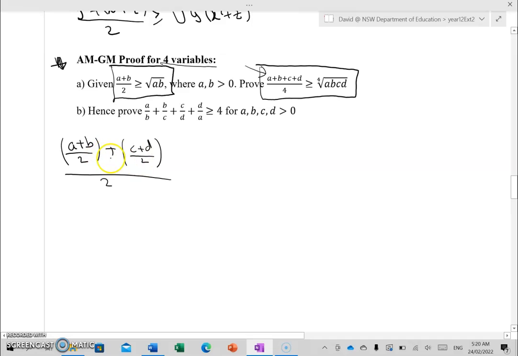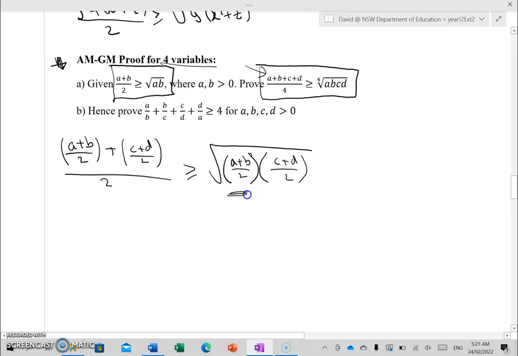So I'm doing the AMGM, but instead of a I'm putting a plus b on 2, and instead of b I'm putting c plus d on 2. So that'll be greater than or equal to, using the AMGM, the square root of a plus b on 2 multiplied by c plus d on 2.